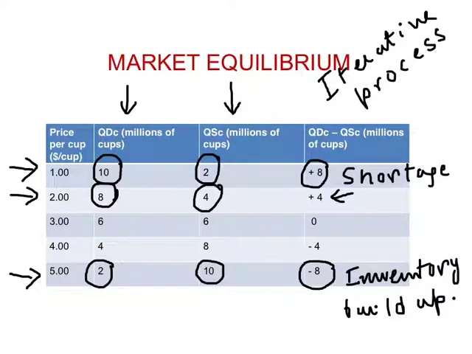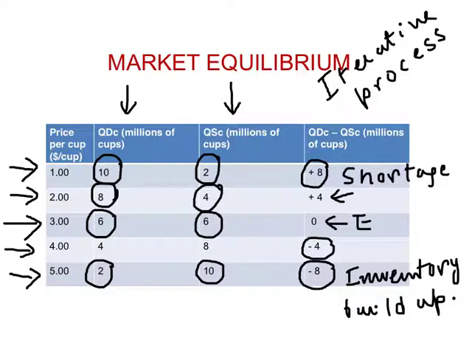In the next time period, Starbucks tries another price, say $4 per cup. Again they have an inventory buildup, but it's not as much as they had earlier. And then in the next time period, suppose by chance Starbucks decides to charge a price of $3, and what it finds is that 6 million cups of coffee are demanded, 6 million cups of coffee are supplied, and we have no shortage or no inventory buildup. This point where we have no shortage or no inventory buildup is simply called equilibrium.